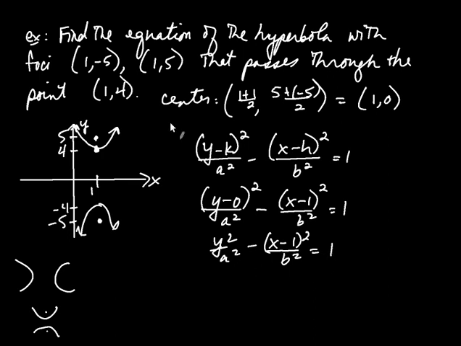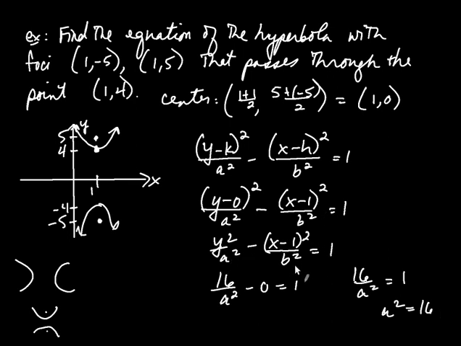We can do that by making use of the fact that this point is on the hyperbola. So I can plug in that point, (1, 4), and this point satisfies that equation. When y is 4, this becomes 16 over a squared. And when x is 1, this is 0. So minus 0 equals 1. If I solve that equation, 16 over a squared equals 1, that tells me a squared must be 16. So I've got my a squared.